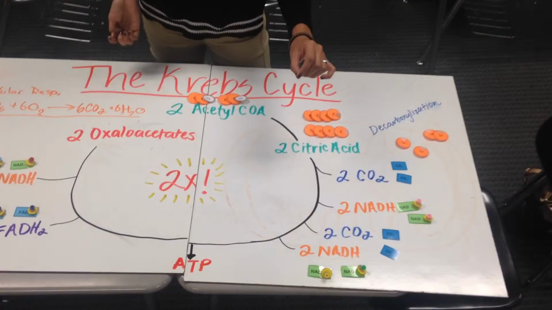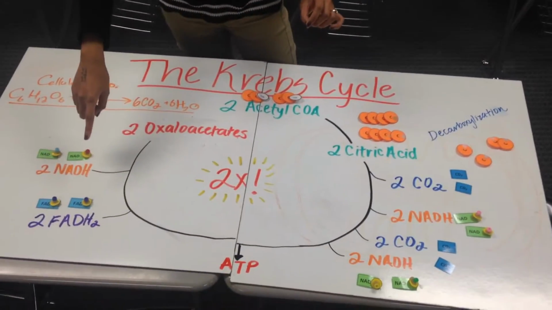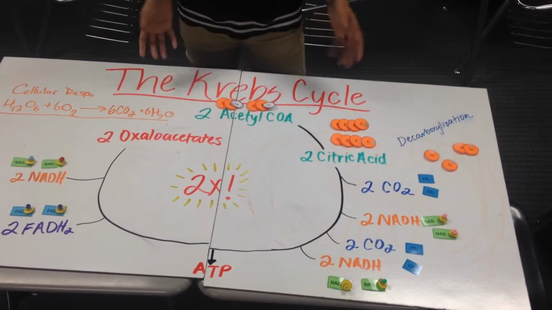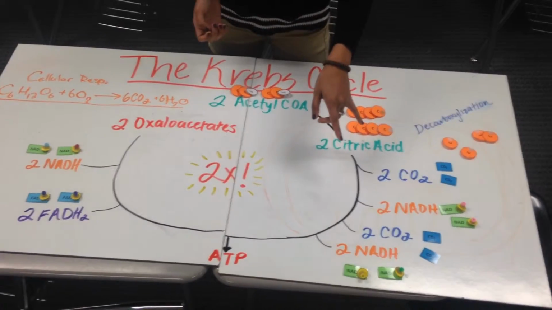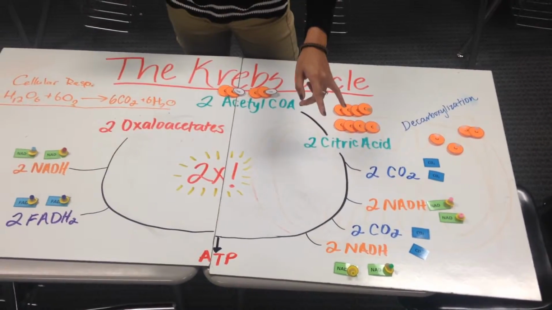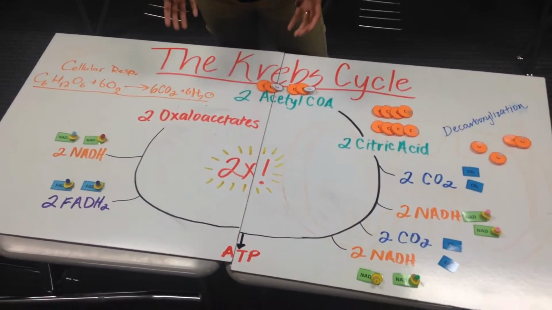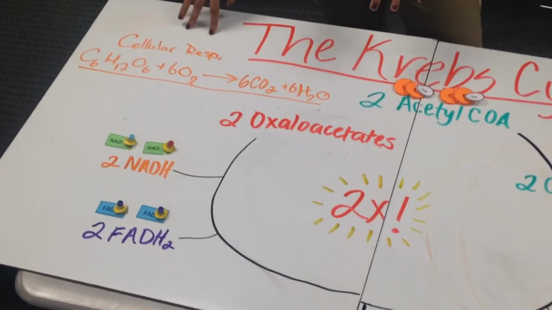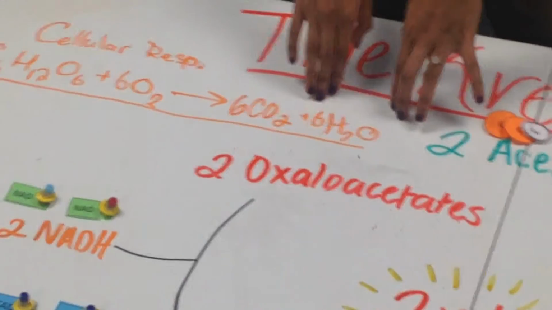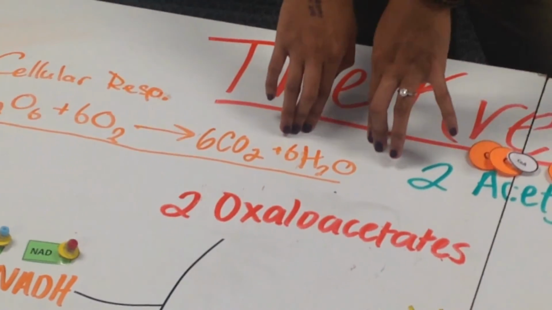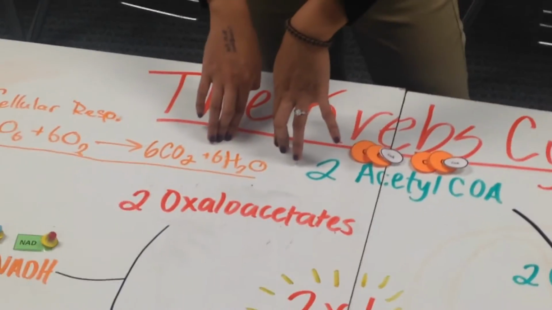6 NADH, 2 FADH, and in the Krebs cycle there would be 2 CO2s, but in the link reaction we previously had 2 CO2, so 4 plus 2 would be 6. And in the last part of cellular respiration would be 6 water molecules, which we will explain in the ETC, or the electron transport chain.